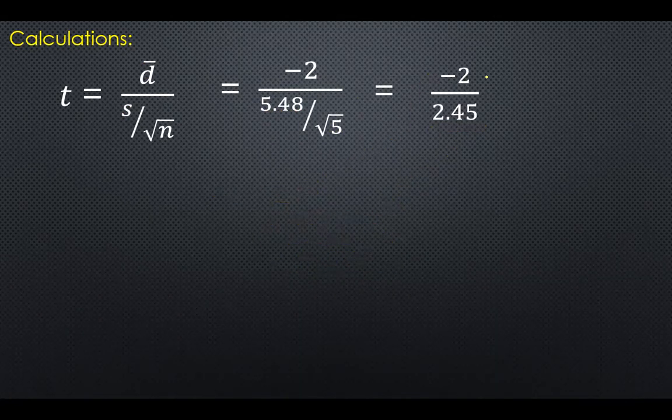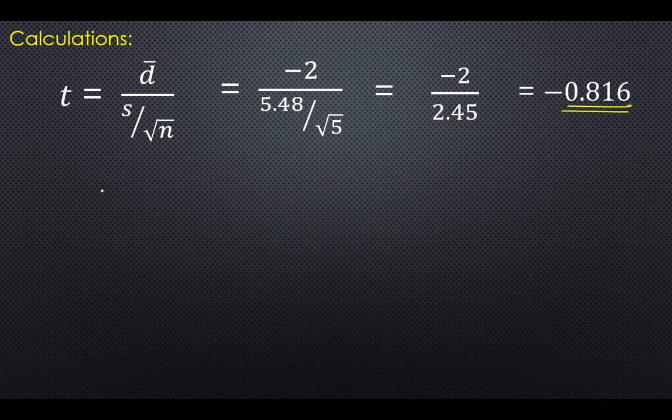So I'm going to calculate this value. It comes around -0.816 here. I have to take the positive value. So I'm taking the positive value. Then this I will call the calculated value. So this is what is written here. Tcal is 0.816.